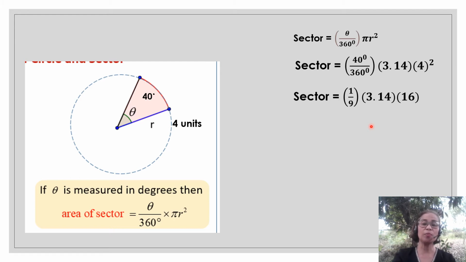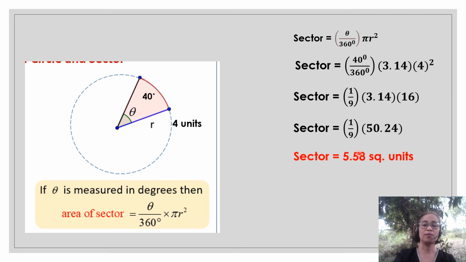Next, we multiply 3.14 times 16. The area of the whole circle is 50.24 square units. But we are only getting 1/9, which is the part that you are getting, or the sector. So 1 over 9 multiplied by 50.24 will give you 5.58 square units. So this pink area, or sector, is only 5.58 square units. That is how to apply the formula in finding the area of a sector of a circle.